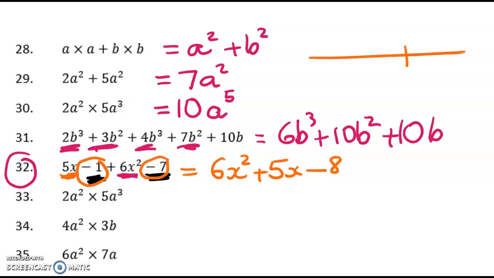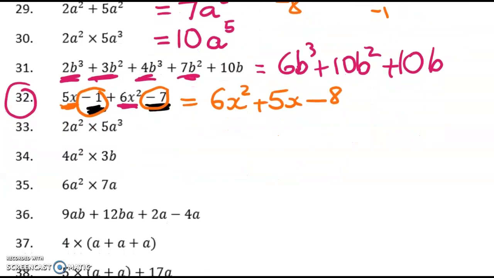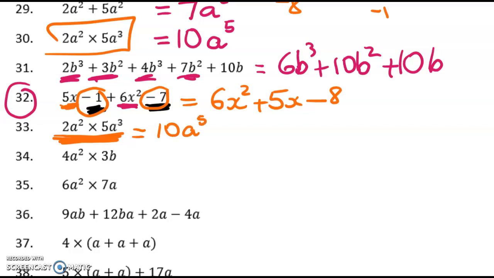Again, if you need to use your number line, you can do that. You've got negative 1 and you're going back 7 to negative 8. Right, just a few more. We're back to multiplication, right? This is all mixed up on purpose. And I think that's the same question as number 30. Okay, I must have been running out of coefficients in my brain. So this one is 10a to the power of 5 again. That was a bonus mark if you got the first one.